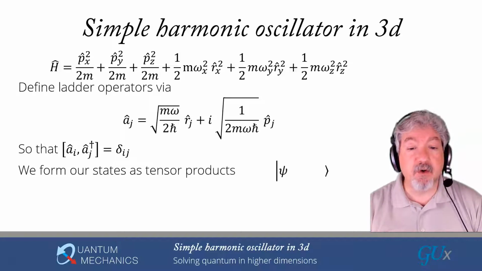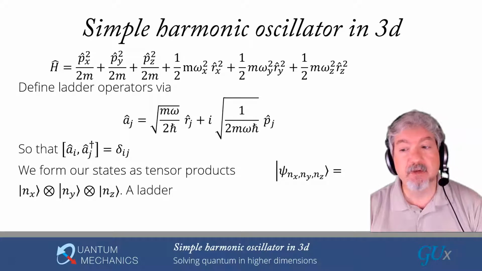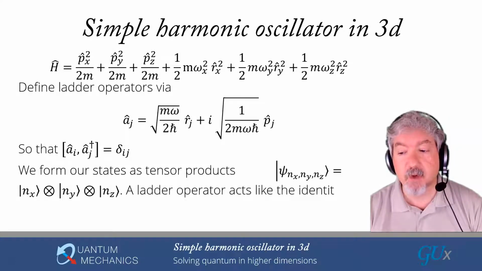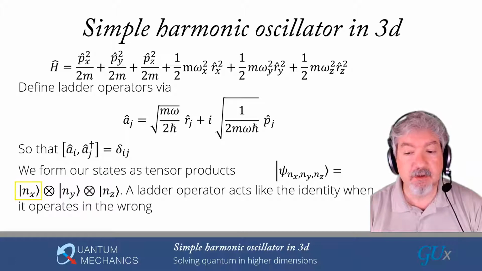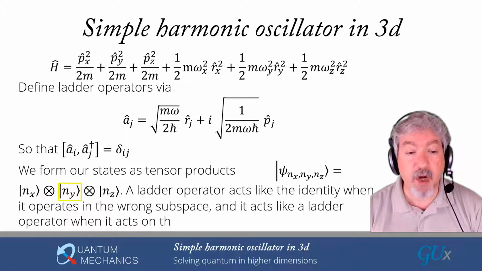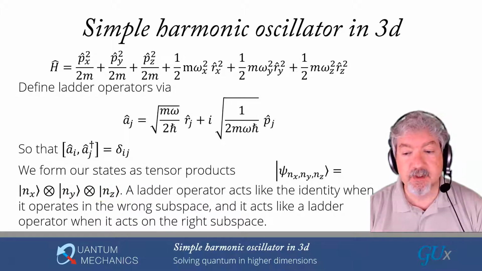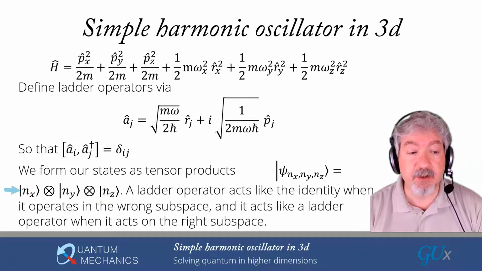So now our states are formed in what's called a tensor product, and I do want to carefully explain this. We have a tensor product of an energy state for the one-dimensional problem corresponding to the x direction, tensor product with the corresponding state in the y direction and the corresponding state in the z direction. And when we look at this ladder operator, so let's take, for example, a sub x, the ladder operator in the x direction. That can only act on the nx state. It doesn't act on the ny or on the nz state because those are in different spaces.